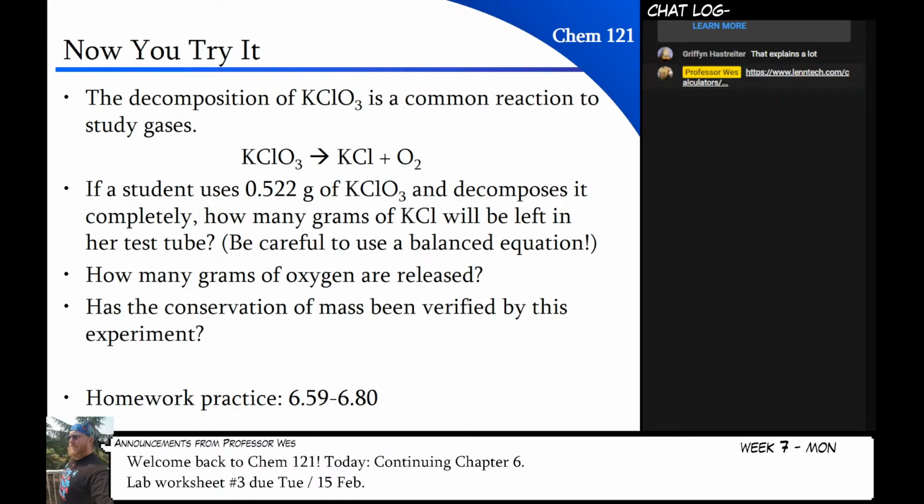And then finally, look at the numbers that you got and tell me, does the conservation of mass check out from the numbers that you calculated? And it should, because we know that you cannot create or destroy matter in a balanced equation, right? So go ahead and try these.